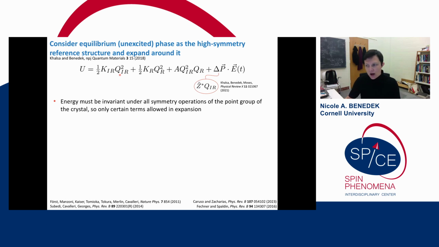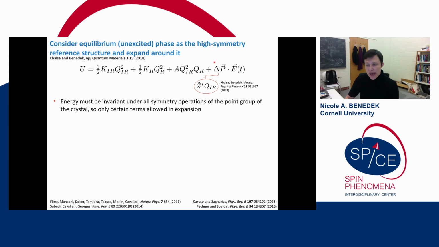The Qs are mode amplitudes. We calculate both of those things from first principles. In this simple model with two different modes, and for a material of this particular symmetry, the lowest order coupling was this cubic coupling that you've already seen. And the kinds of terms that you can have in this expansion are determined by crystallographic symmetry.